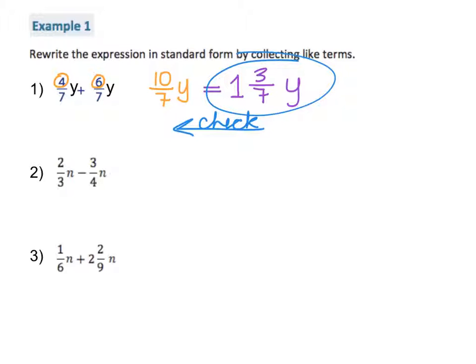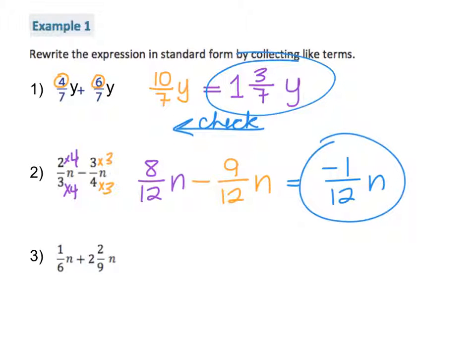Number 2 is very similar, except you have to make common denominators. So please pause the video, find your common denominators and your answer, and then come back and check. You'll notice that my common denominator was 12, so I made that into 8/12 n minus 9/12 n, which equals negative 1/12 n.